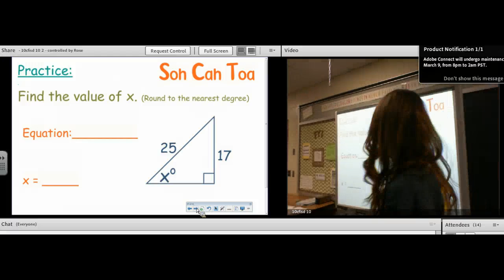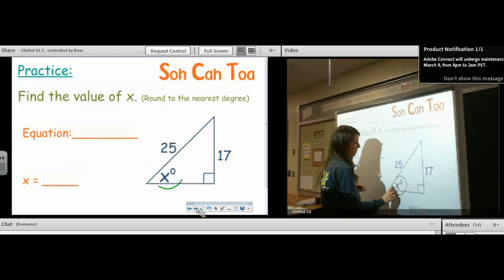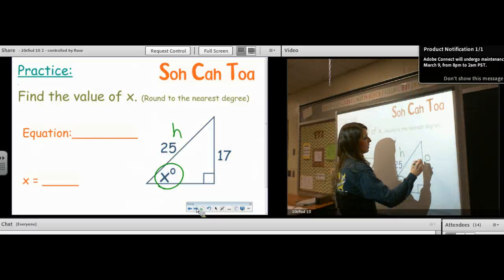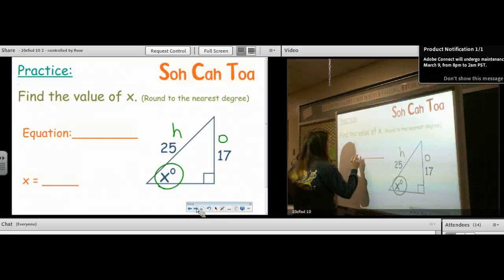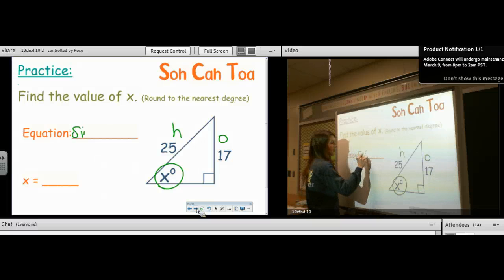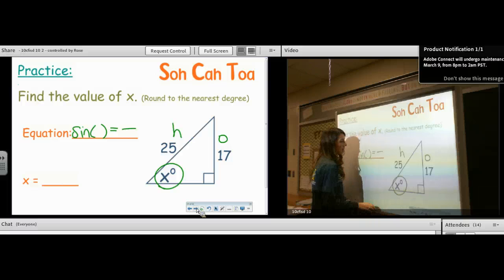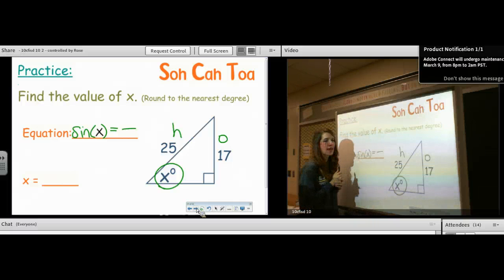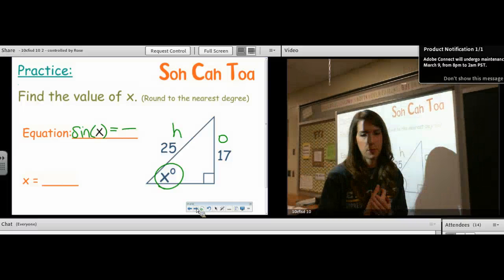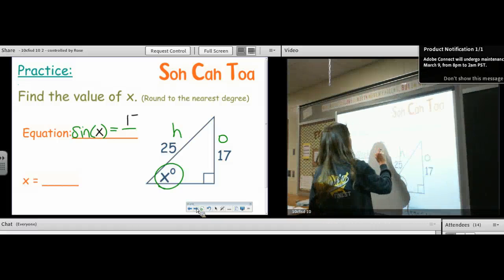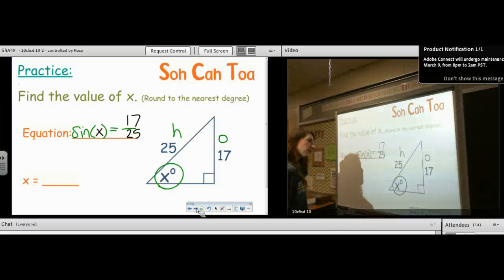Thank you, very good. So here's our angle. Here's our hypotenuse. I always label our hypotenuse first. And then that one is opposite our angle. Very good. So sine of blank equals blank over blank. In parentheses, the only thing allowed there is the angle. So don't ever put a side in the parentheses. Sine of x equals opposite over hypotenuse.